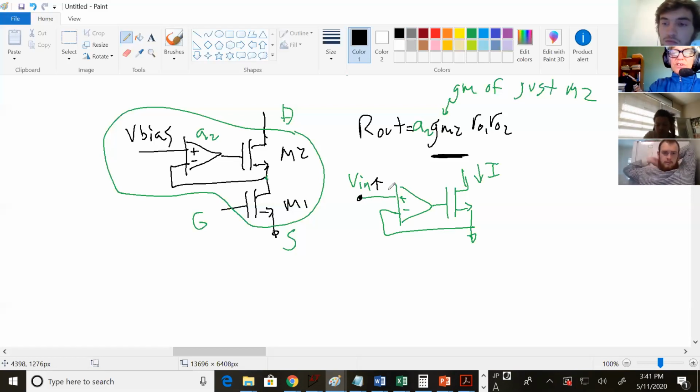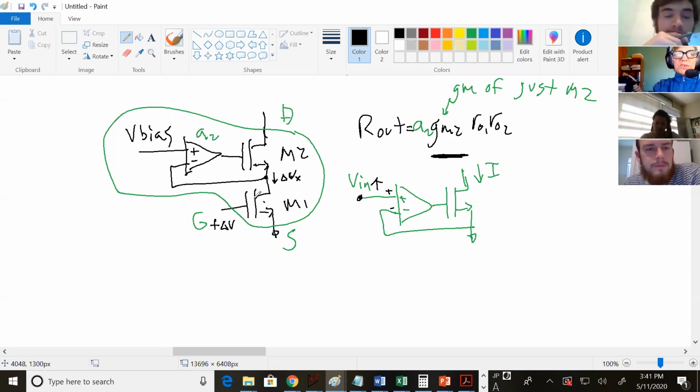Okay, and that increased the difference in the voltage between your non-inverting and inverting inputs. What's happening over here is, when you turn this voltage up, that increases the current, and M2 says, oh, now I have to conduct more current, so I'm going to lower this voltage by some delta V. I should call that delta Vx. So M1 turns up the current, M2 says, oh my goodness, I have to conduct more current, and it drops the source voltage a little bit.